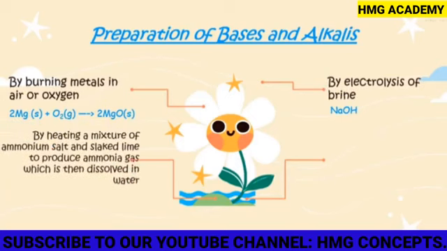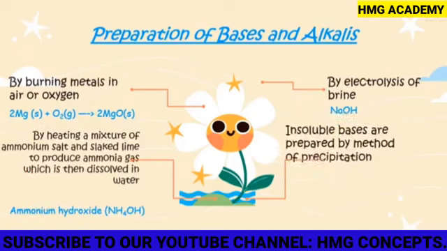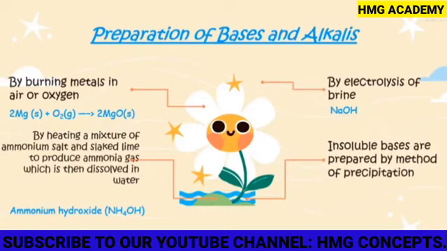Then by heating a mixture of ammonium salt and slaked lime to produce ammonia gas, which is then dissolved in water. That one will form ammonium hydroxide. Another method, for preparing insoluble bases, is by precipitation. Copper hydroxide is a base that can be prepared that way.